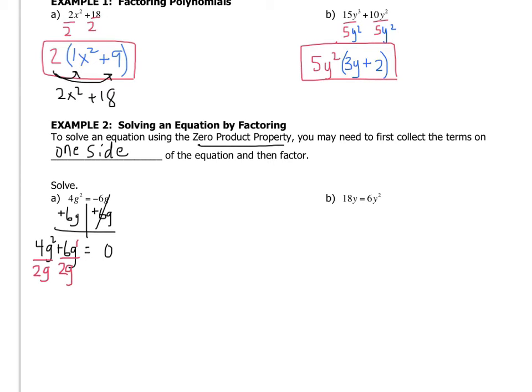4g squared divided by 2g is 2g. 6g divided by 2g is 3. Put that in parentheses, and then bring down the 2g from earlier. And then don't forget, now we're actually going to incorporate that equals 0 part.